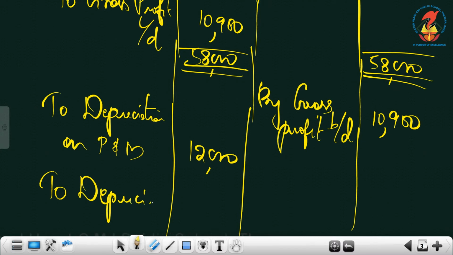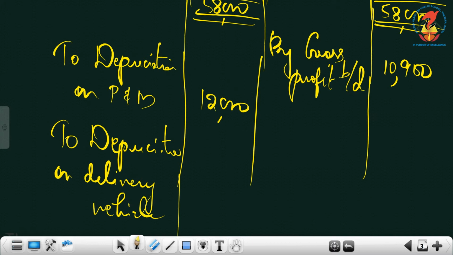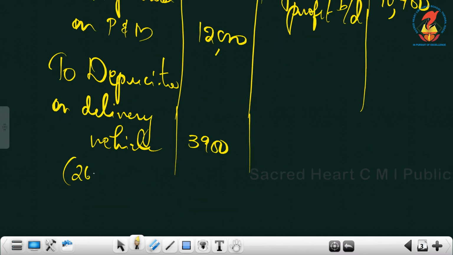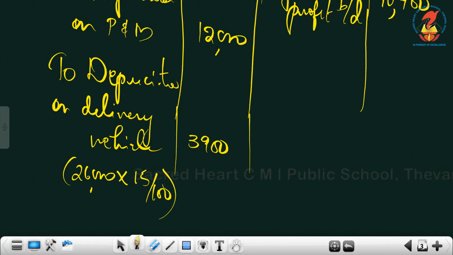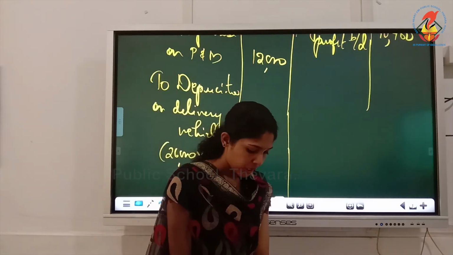Then depreciation we have to provide on delivery vehicle also. So it is to be computed at the rate of 15% on the value of delivery vehicle, which is 26,000. So 15% on 26,000, you will get an amount like 3,900. It's not compulsory that you should write the calculation like this. This is just for you to understand. If you want, you can write. But this is how we are getting the figure.